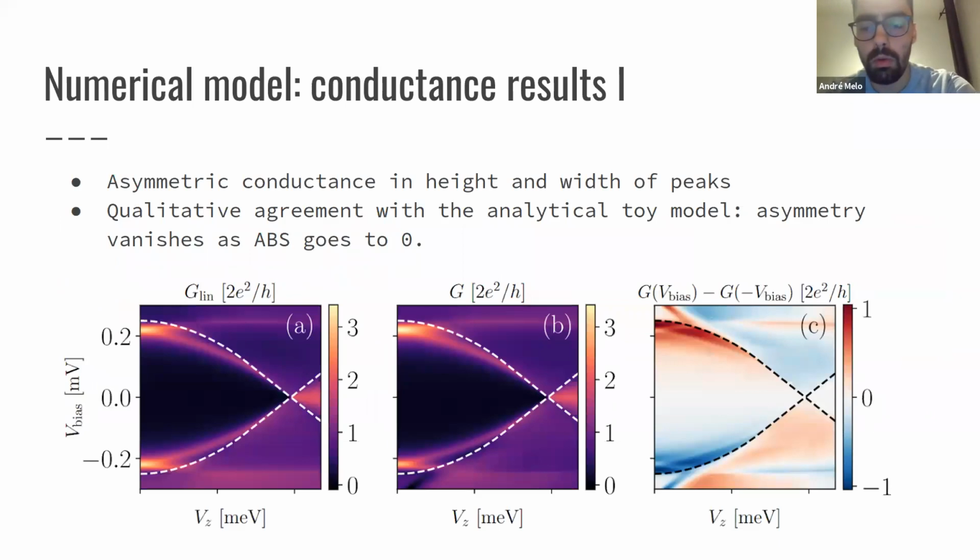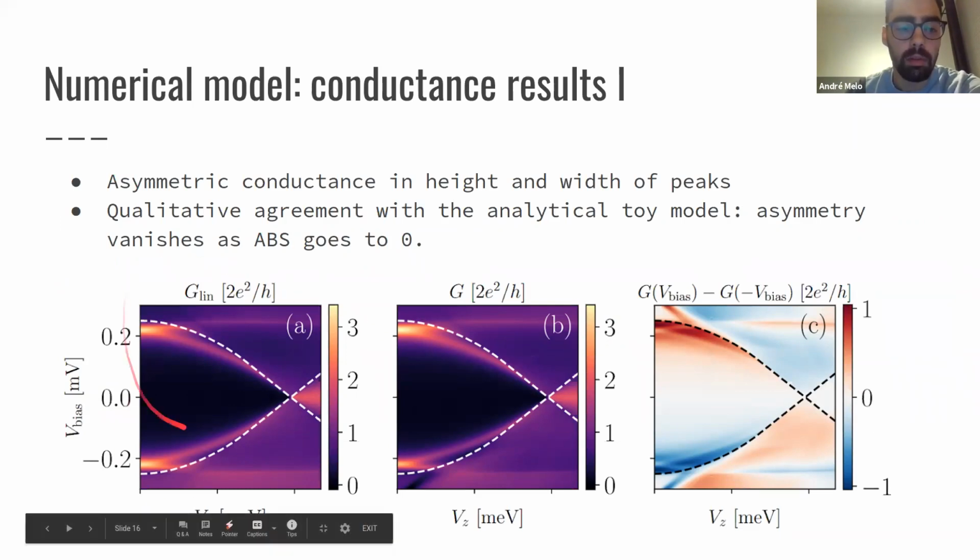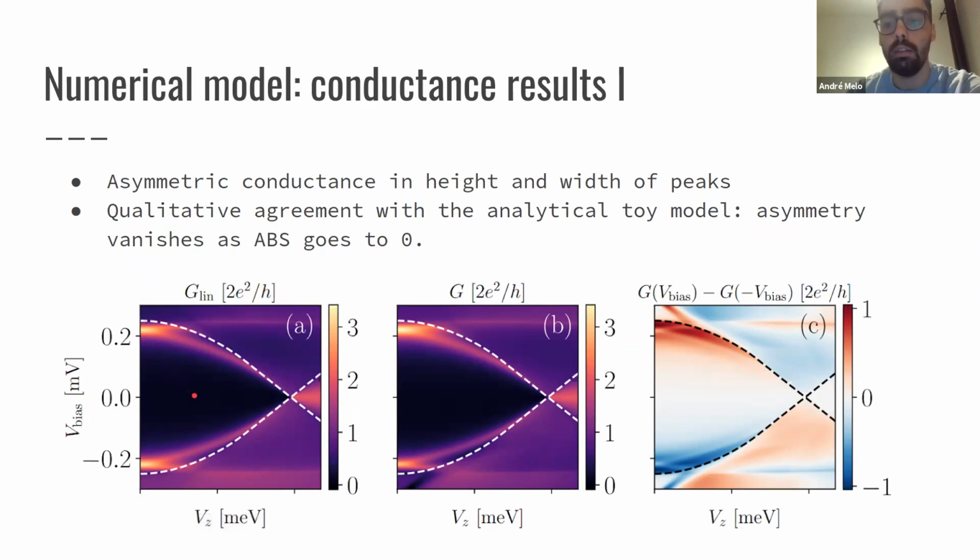Here I'm showing you the results of the conductance in a nanowire with an induced gap of 0.25 meV. So the left-hand side plot is the linear response plot, so neglecting any voltage dependence of the barrier, and the dashed lines denote the bulk gap. What you see is that the linear response is perfectly symmetric, as we had already seen in previous plots.